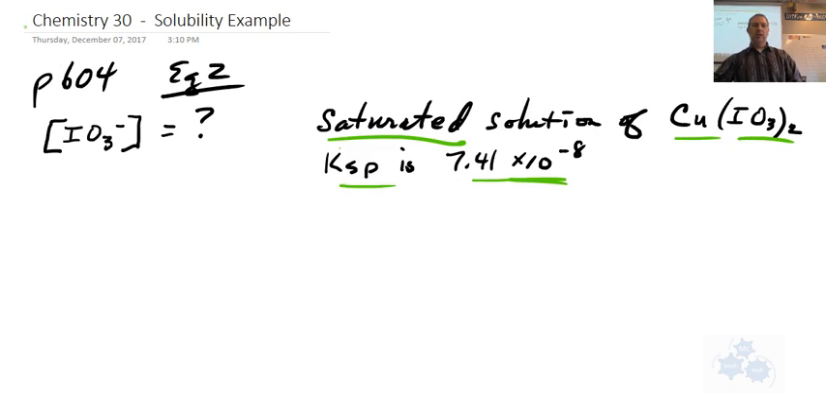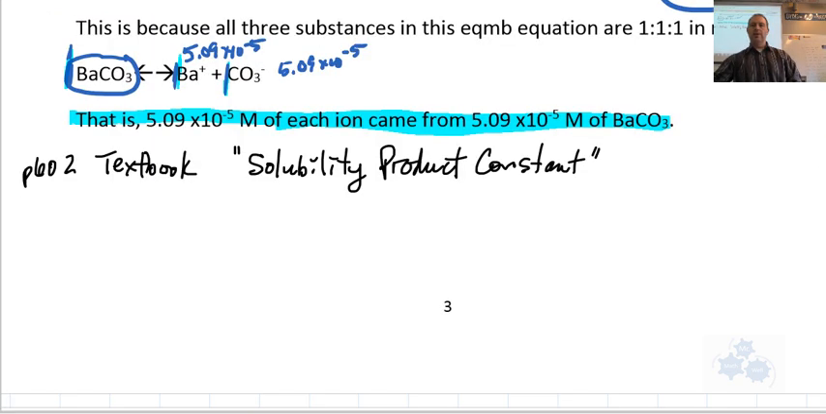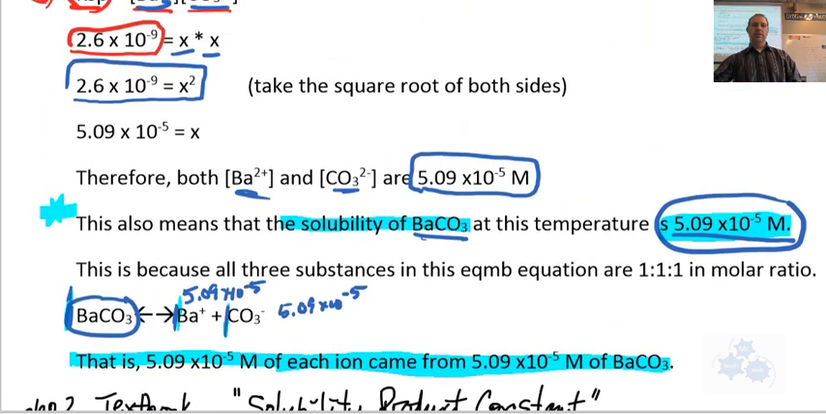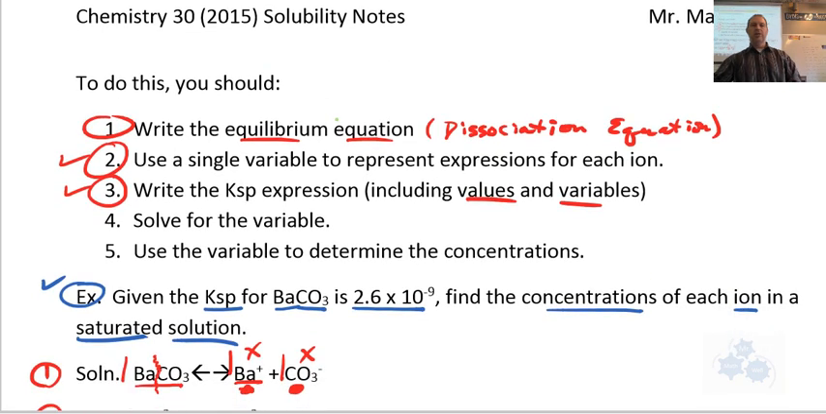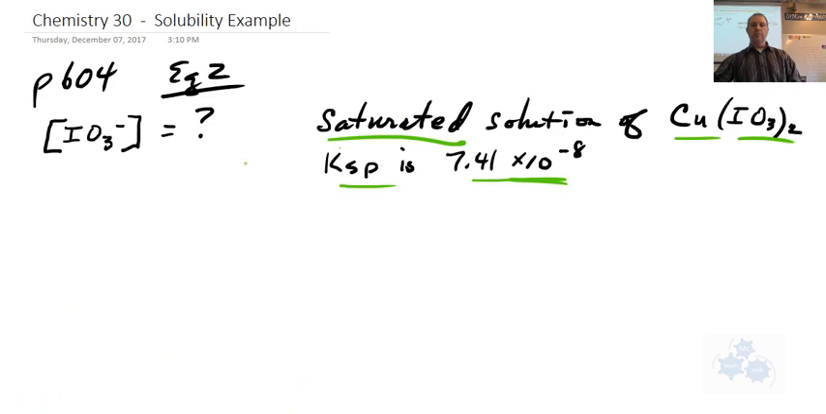Okay, so if we go back to our notes and take a look at those steps. Where were those? Right here. Okay, so the first thing we've got to do is write the equilibrium equation. Let's do that.